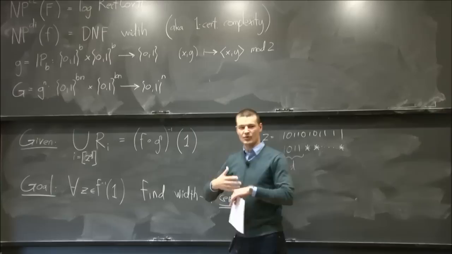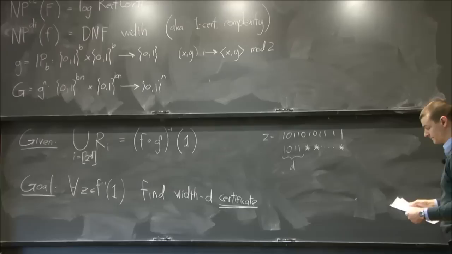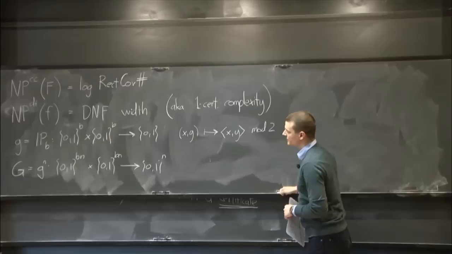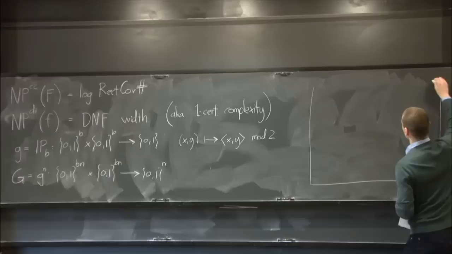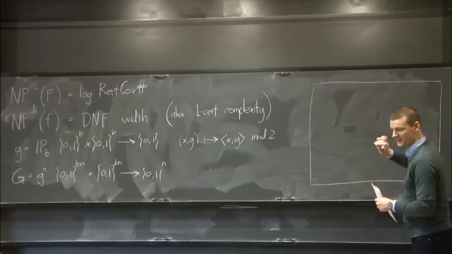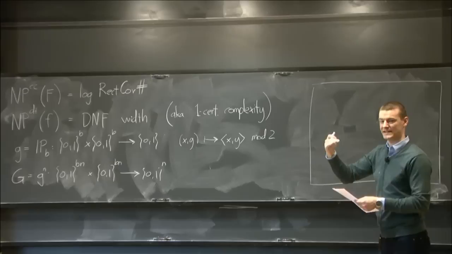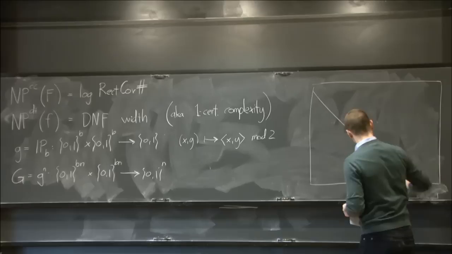I probably plan to do it anyway, but I think it would be useful if you draw what this matrix looks like, f composed with g to the n. I mean, yeah, I had in mind a picture. So this is the communication matrix of this composed function. And I've now fixed this z, which is an input to the outer function, which is an output of the gadgets. So I think of the matrix as being partitioned into different fibers.